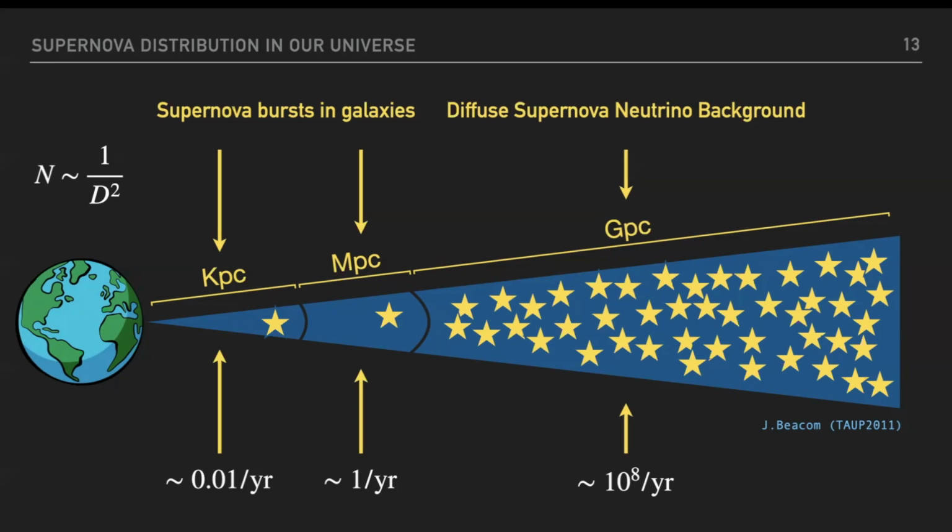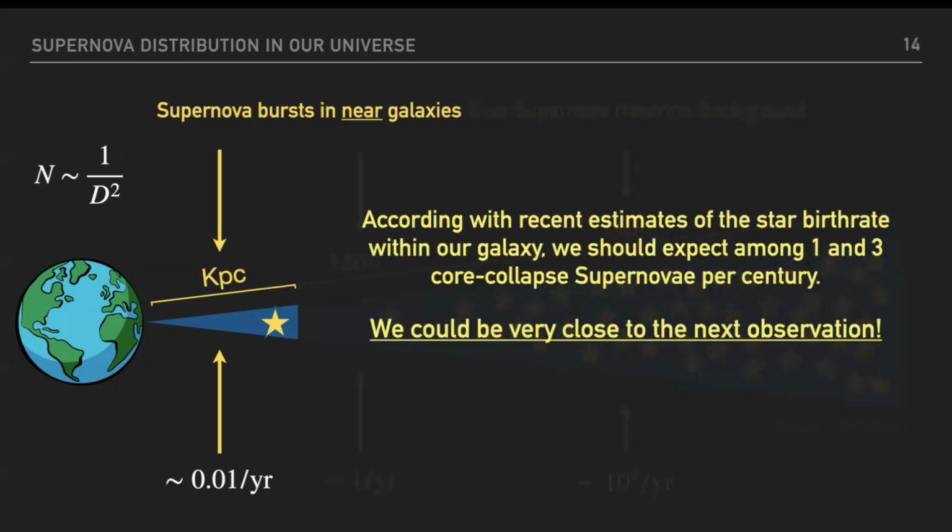So with the current and future experimental setups, what we can aim for is just to observe supernova bursts in nearby galaxies, meaning at the distance scale of the kiloparsec. Another interesting aspect is that according to some estimates of the star birth rate within our galaxy, we could expect 1 to 3 core collapse supernovae per century. This means that we could be very close to detecting the next one. So in order to be successful with this goal, we should be prepared.